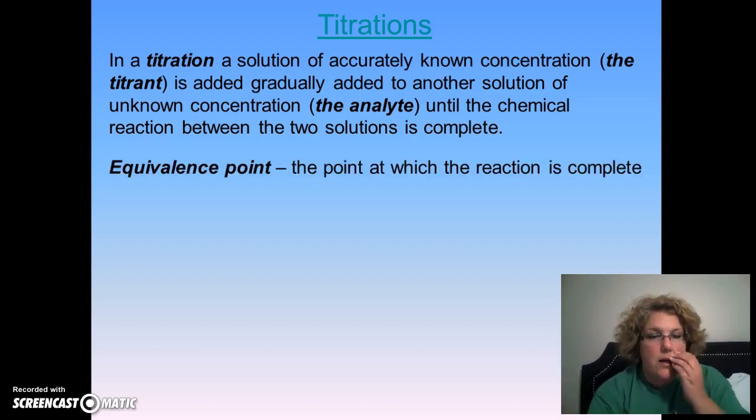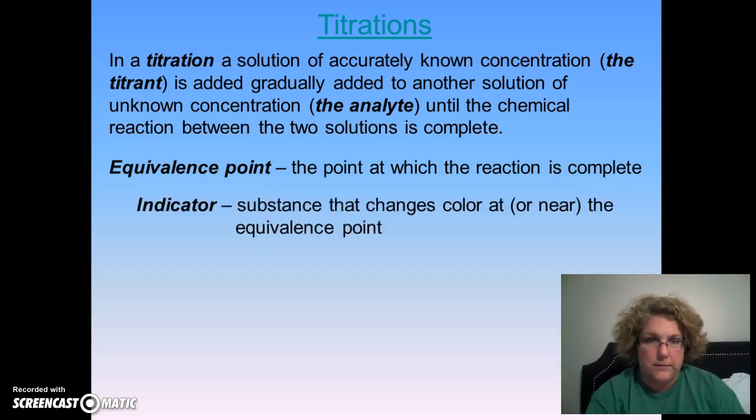So the point at which you've added just enough of the analyte to go with your titrant is called stoichiometrically equivalent. It's where they're both the limiting reactant. You've run out of both ingredients at the same time. That's called the equivalence point, the point at which a reaction is complete.